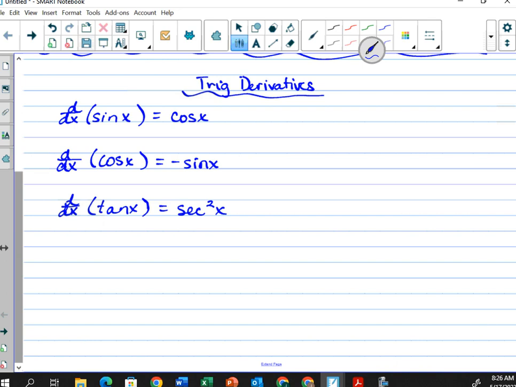All right, then let's do the reciprocals. So d dx of cosecant. Negative cosecant cotangent. So do we even know it like in and out? You have to memorize these six. Yeah, you gotta know them.